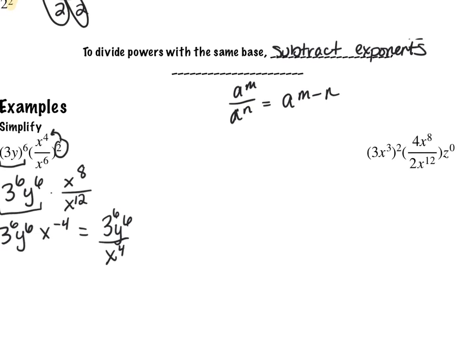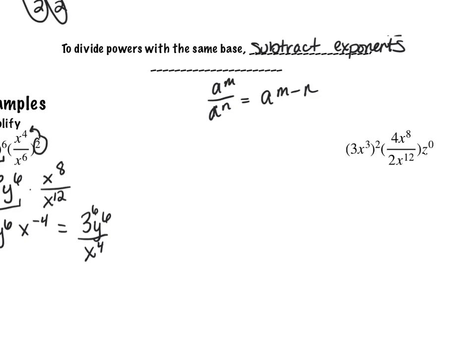Okay, so let's look at this last one, and then I'll give you some time to work on your classwork. 3x to the third power squared will give me what? 3 squared x to the power of 6. So any ideas on what I should do with this 4 and 2? They're just numbers, so I just want to do the division, or reduce the fraction. 4 divided by 2 is 2.